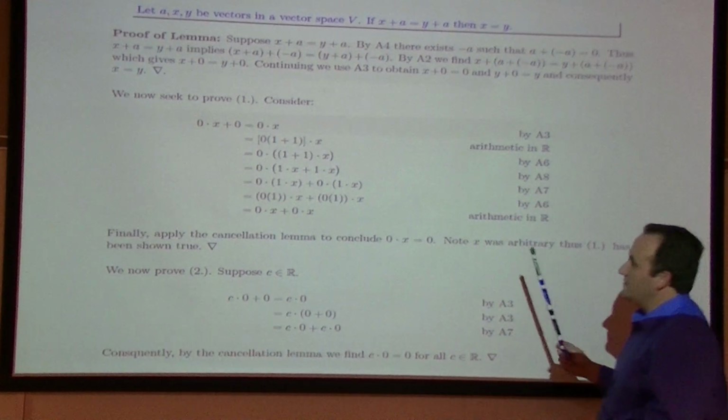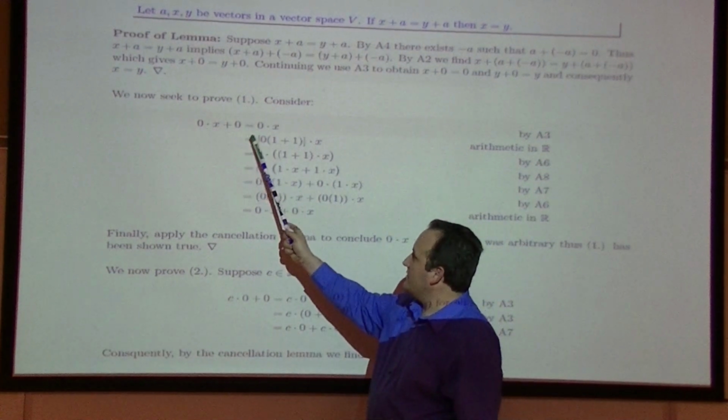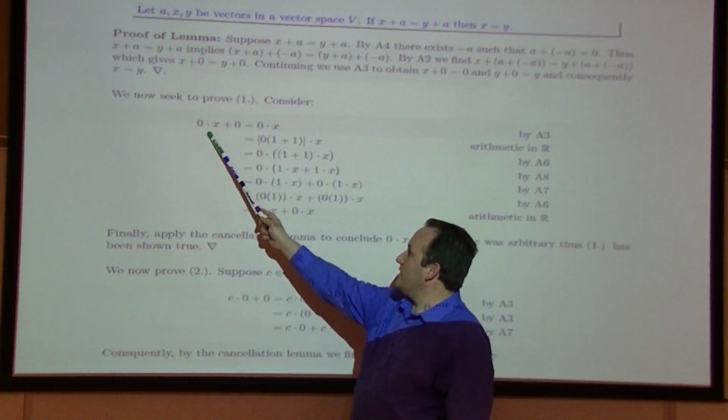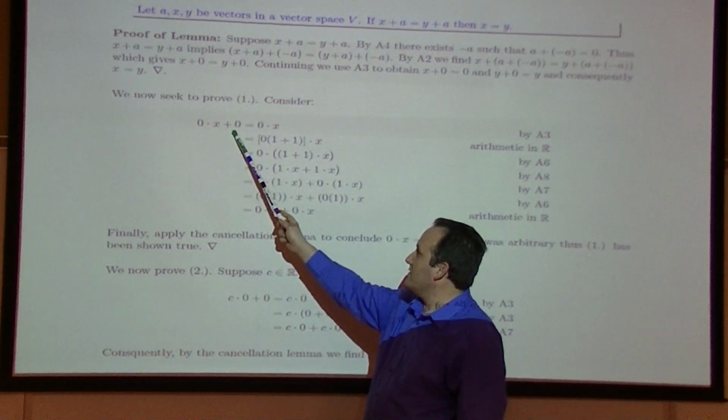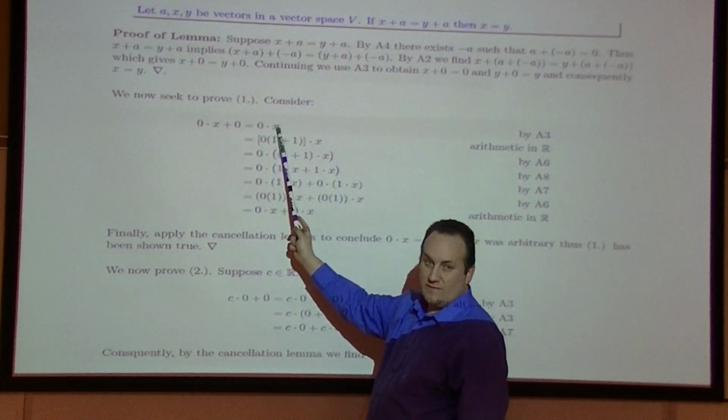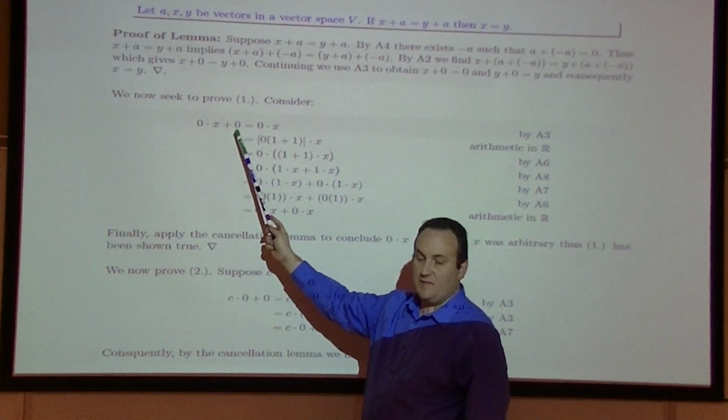And then to prove 1, you've got to do something sneaky. So 1 was that 0 times x is the 0 vector. What I do is I take 0 times x and I add 0. That's equal to 0 times x, right? Because if you add 0, it's the same thing again.